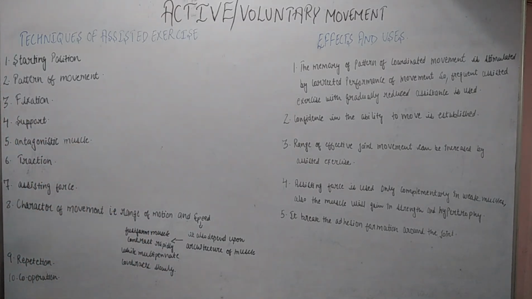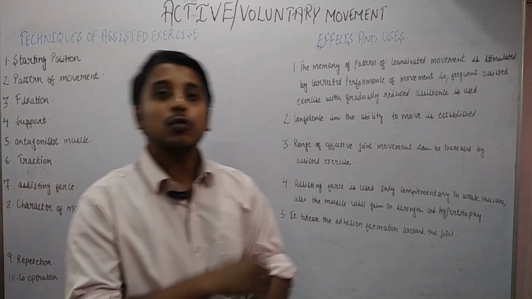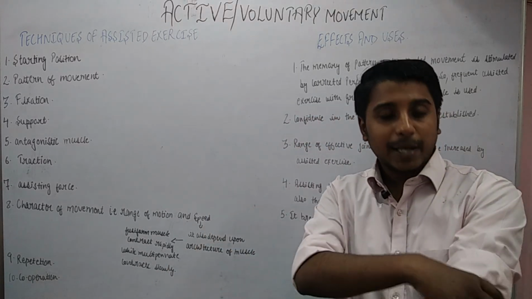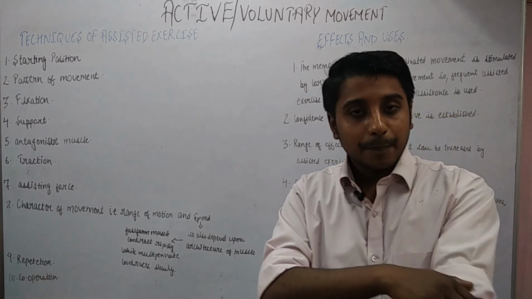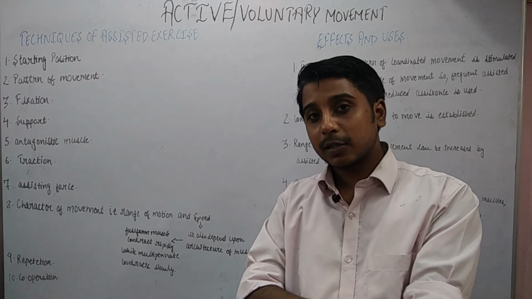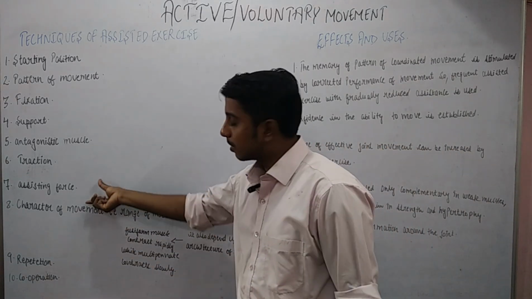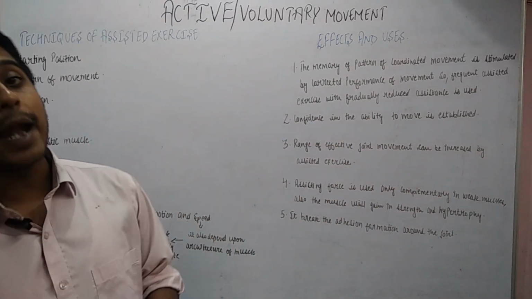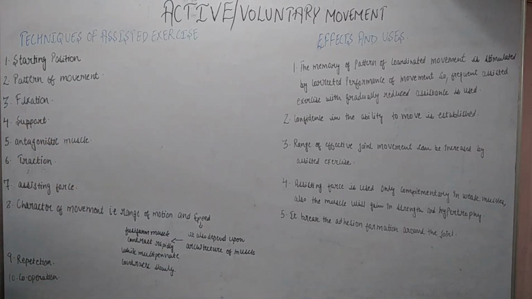Then traction: initially a slight amount of traction can be given, which is used to stretch the structures which are present around the joint. Also it can stimulate the stretch reflex, that is, the myotactic reflex. Once traction is given, the structures are stretched and a good contraction is seen. Then the assisting force must be in the same direction and not always at the same point, so that we can gain mechanical advantage.